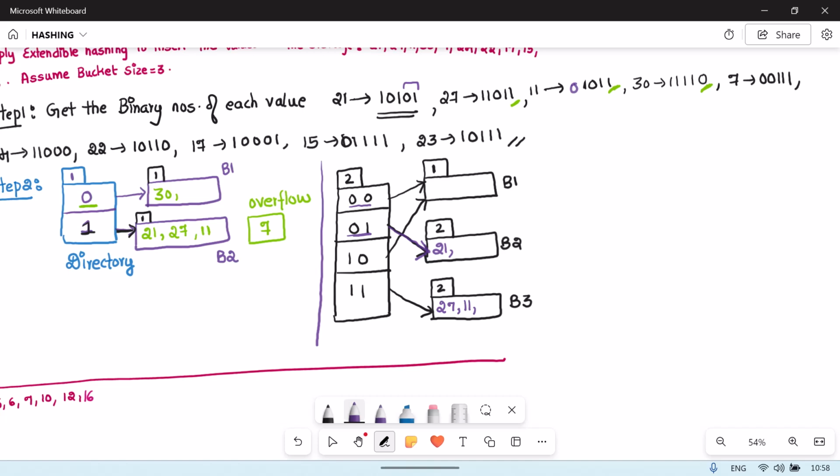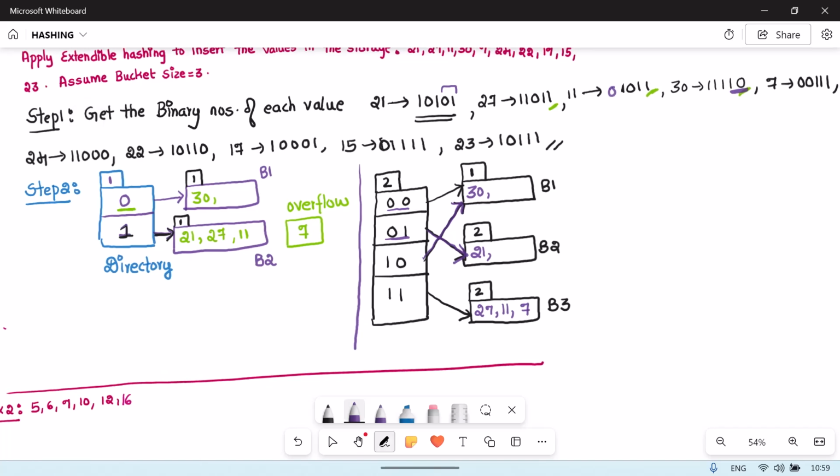And 11 is okay. Then 30. 30 is having the last 2 bits as 1, 0. So 1, 0 is here. So 30 will come here. And 7 is having 1, 1. So it will come here. Then we have 24. 24's last 2 bits are 0, 0. So 24. And 22. 22's last 2 bits are 1, 0. So 1, 0. So 22 will come here.